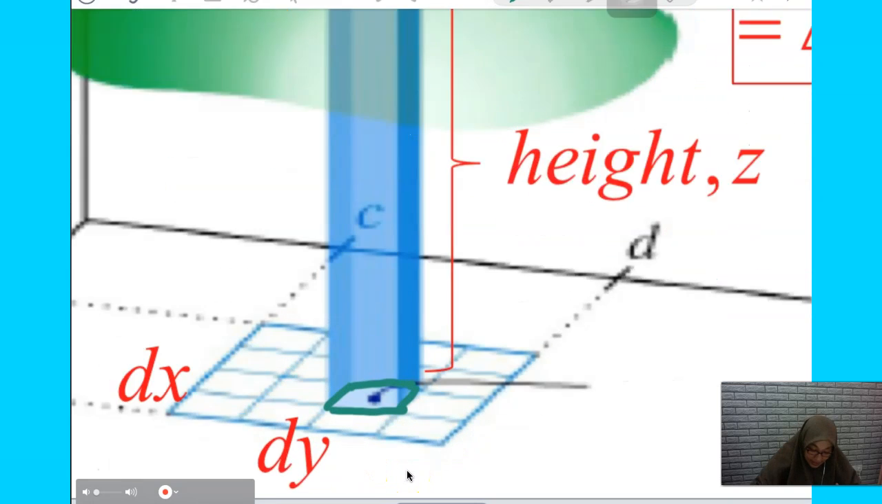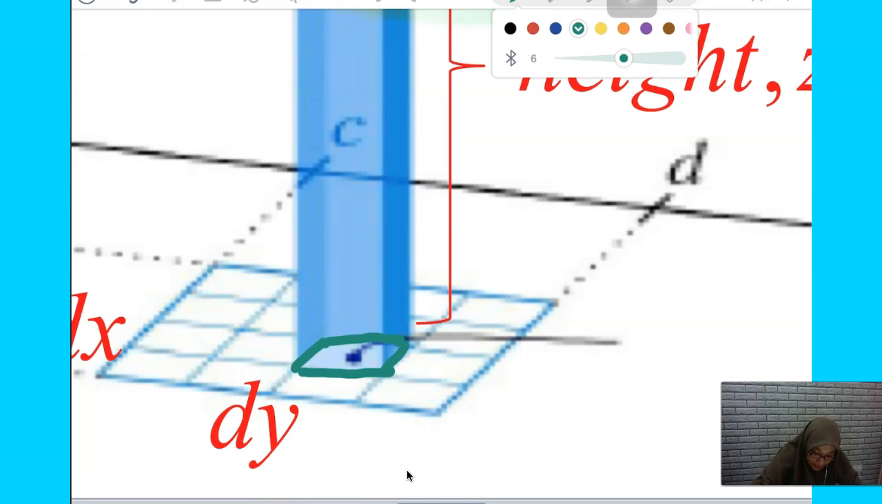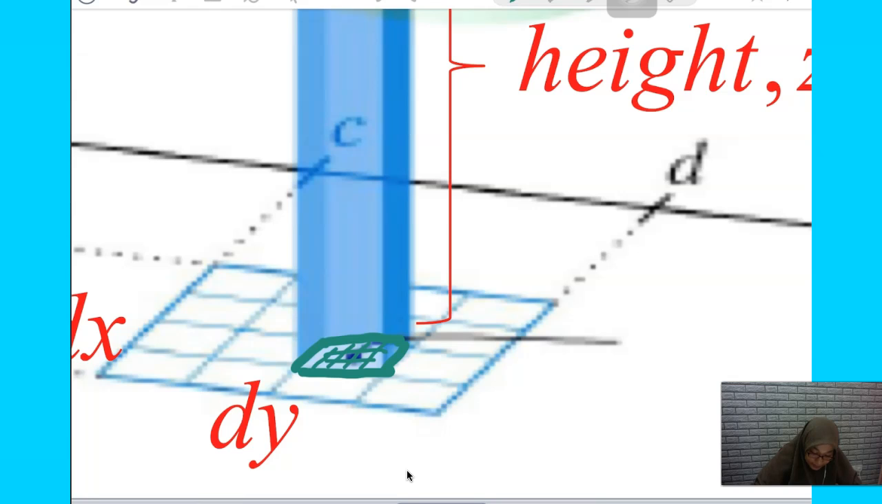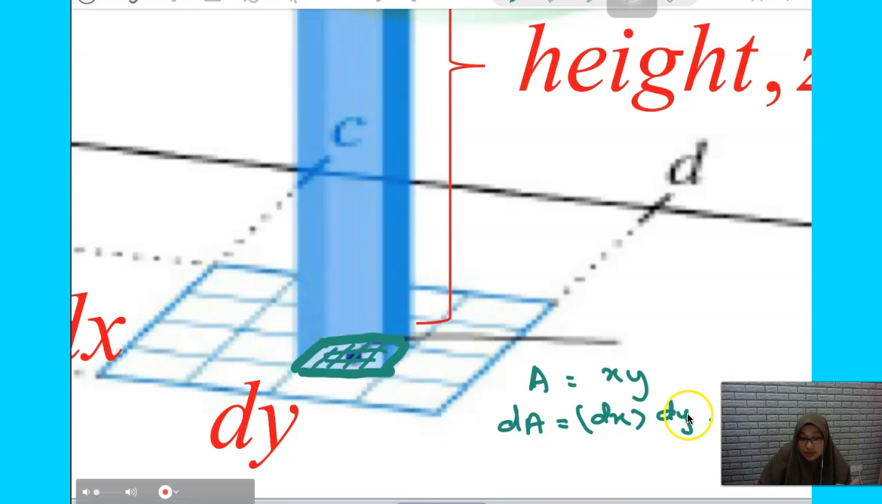So what is the area for this region? That is your region, right? The area of the region is just x multiplied by y, but now because we have very small changes, we put dA is given by dx multiplied by dy. That's why we say this is the area of the region. So that is our dA.